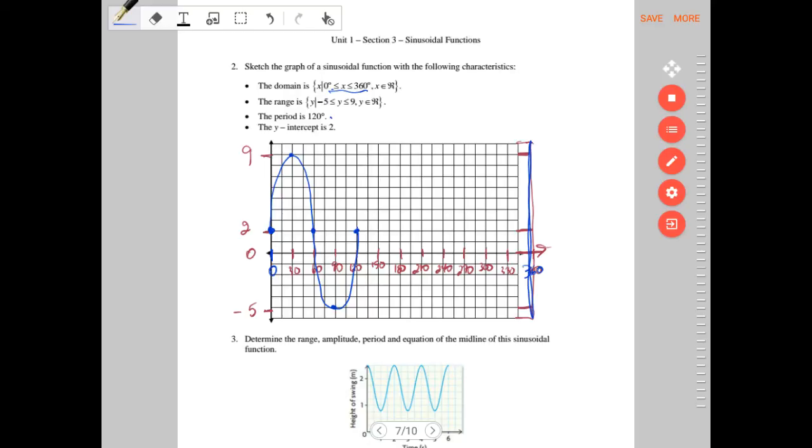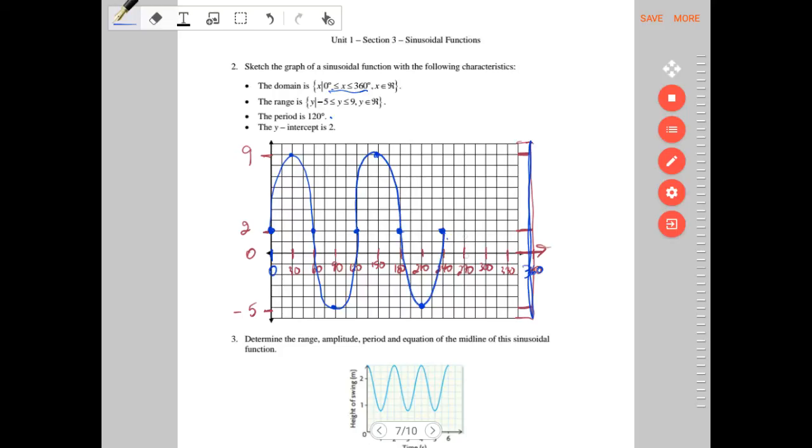Good. Again, we still have to go all the way to 360, so we're going to draw another cycle. Okay, so 150 up to the maximum. Okay, at 180 back to the midline. At 210 to a minimum. And again, 240 back to the midline. Remember, 120 plus 120 makes 240, so that should be another full cycle. Here, I'm connecting with a nice curvy line.